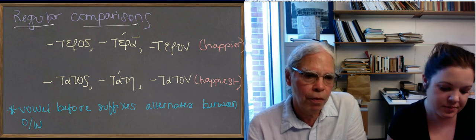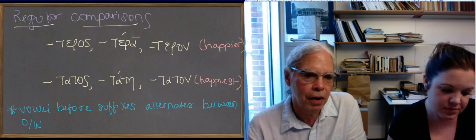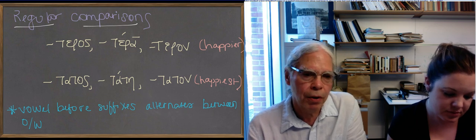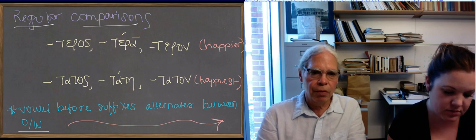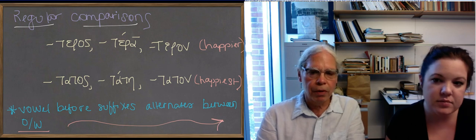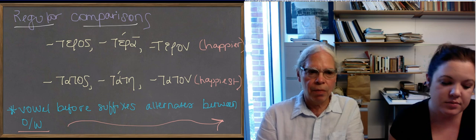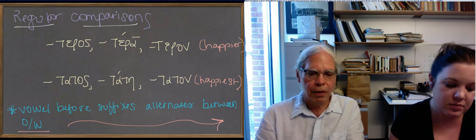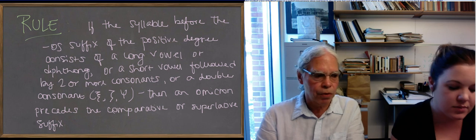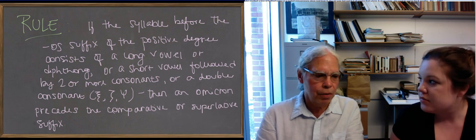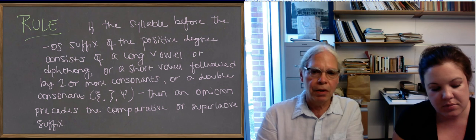The vowel before the suffixes -teros and -tatos alternates between omicron and omega. So this is what's called a morphophonemic rule. It's a rule about the morphology that's based on the sound pattern of the word, and the sound pattern relates to the rules of prosody. That is how you make verse in ancient Greek.